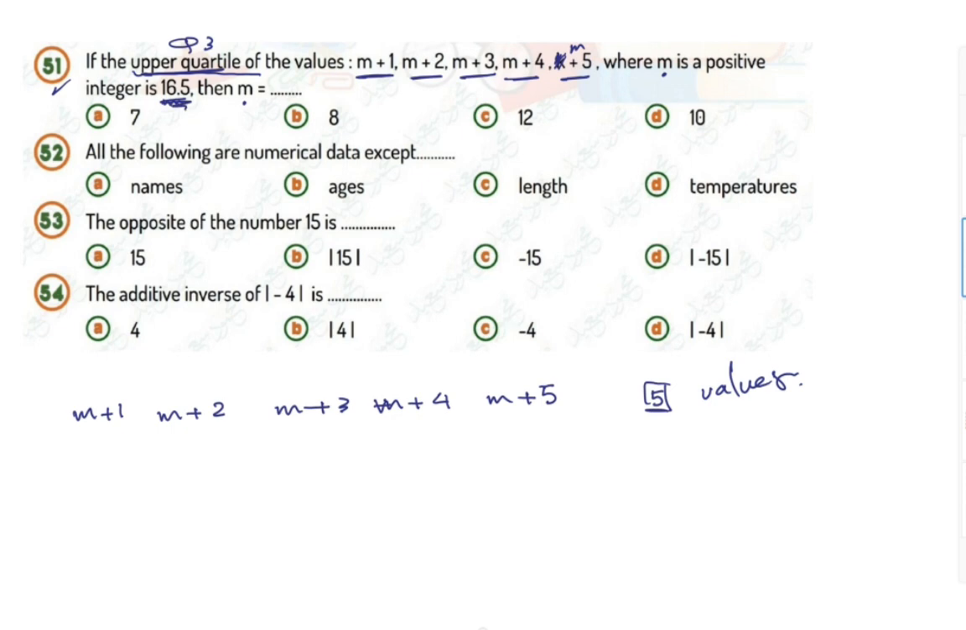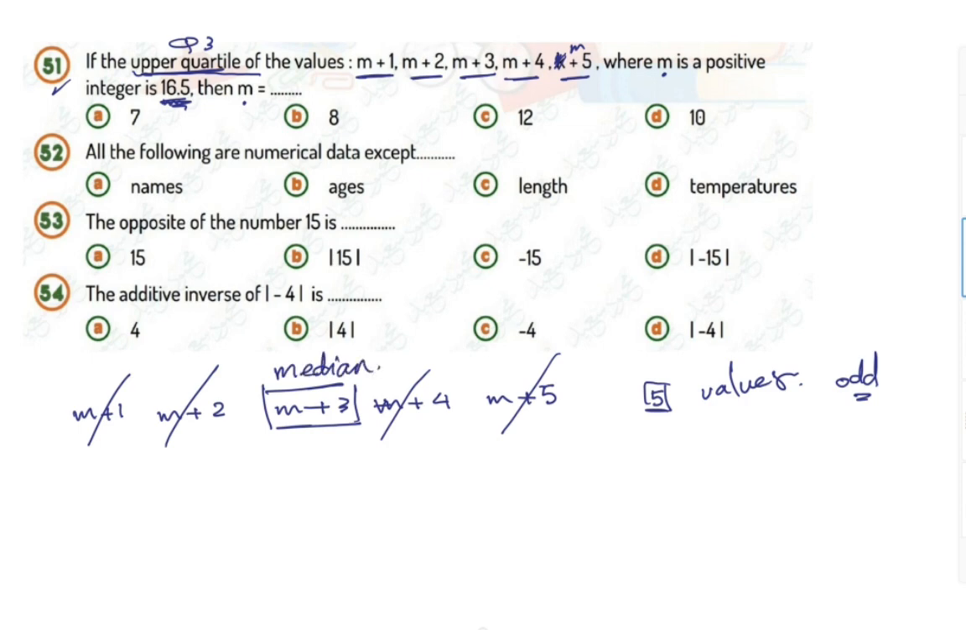Where is the upper quartile here? To find the upper quartile, I must first find the median. Where is the median? We have an odd number of values, that means the median is the middle one. If you delete the first one from the right with the first one from the left, what do you note? That m plus 3 is the median.